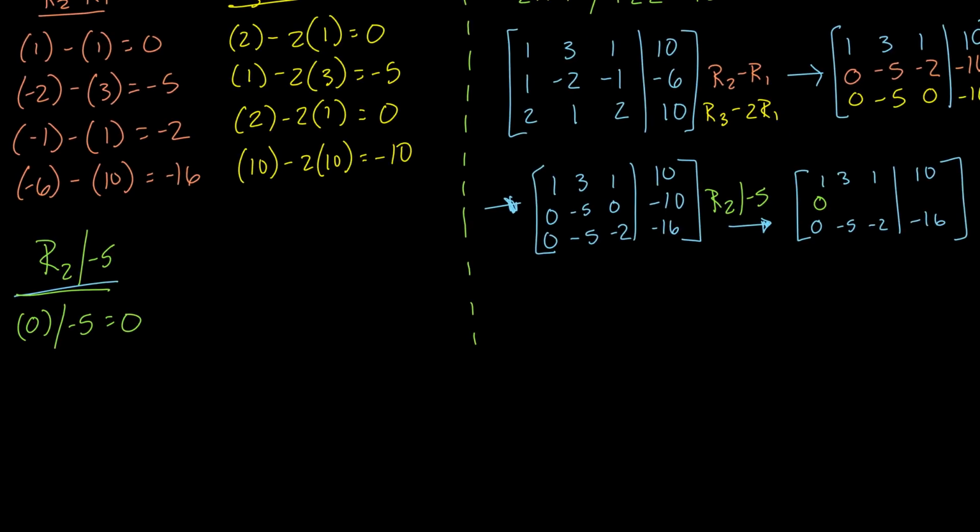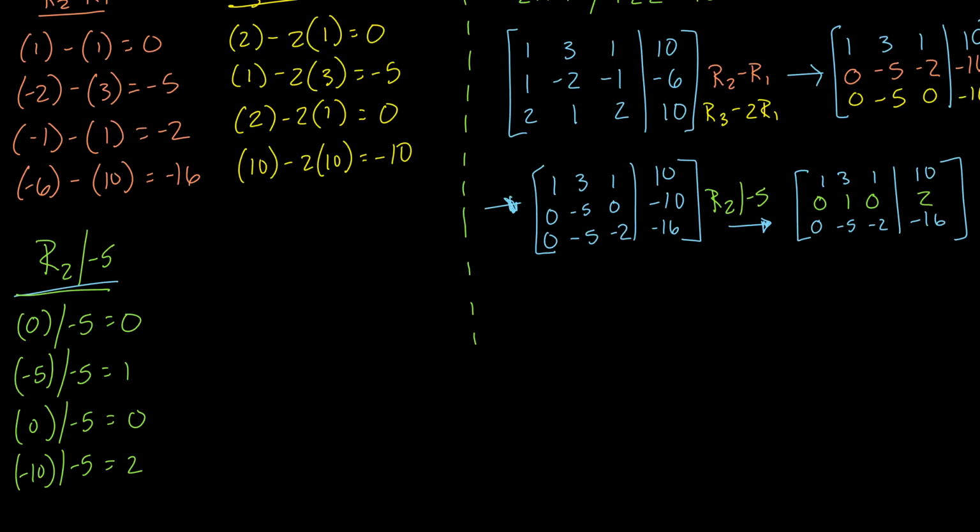Then, what is the y value of row 2? What's negative 5 divided by negative 5? 1. So I put a 1, which is what we wanted. And then what's 0 divided by negative 5? And negative 10 divided by negative 5. Whew! All right.